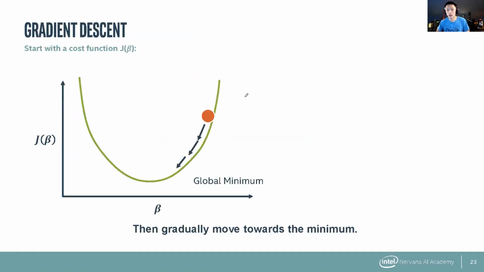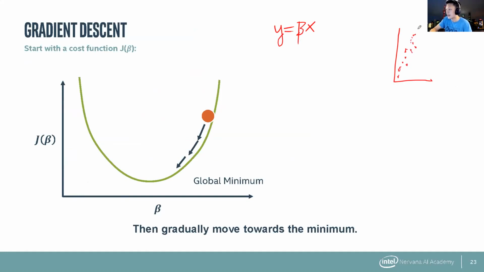Imagine you have a function that looks like this, right? Imagine that we only have one parameter. So our model is basically, let's say, y equals beta x. So we're trying to find a beta so that beta x has to go through the origin. So we're basically trying to find the slope of a line that goes through the origin that best fits this data.